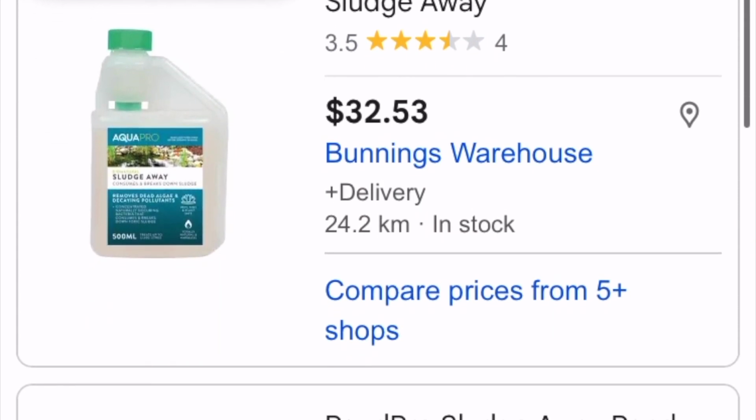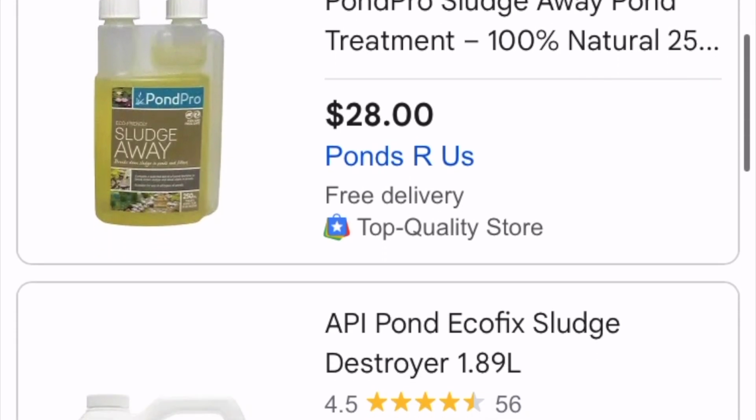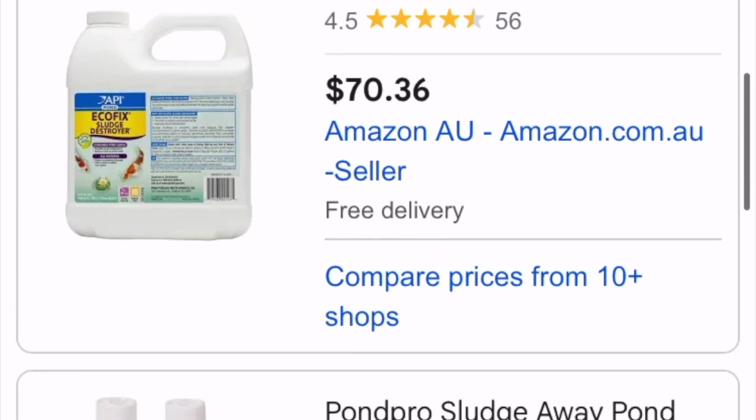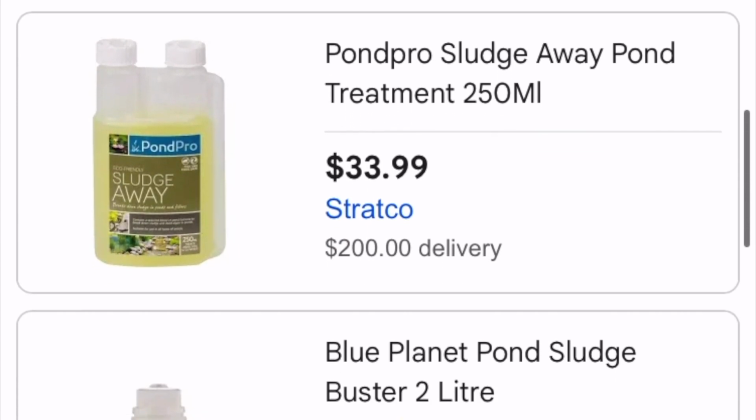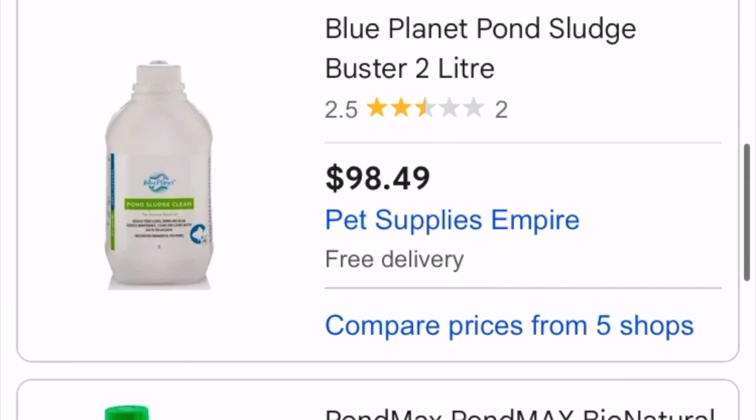There are bacteria products that will help consume sludge, but you need to be using them regularly and they're slow working. Most people won't do it long term.